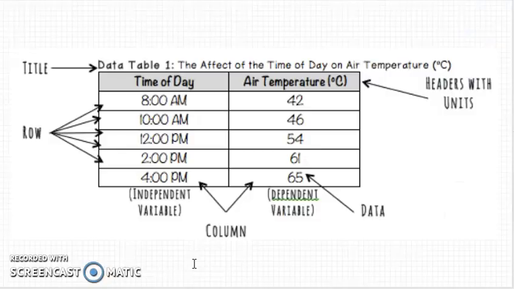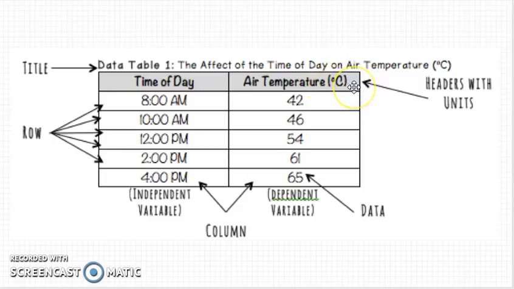So this is what our data table looks like, and you're fairly familiar with these. They have a title. You put your independent variable on one side and your dependent variable on the other side, generally in 2 columns, and you give headers on both sides, making sure that those headers have units if they apply.